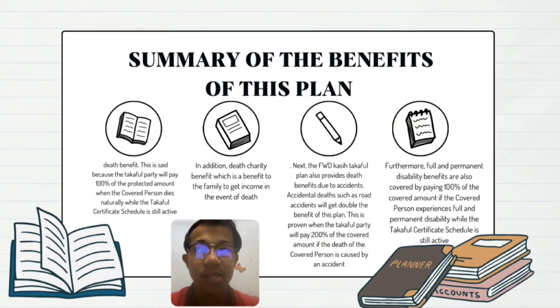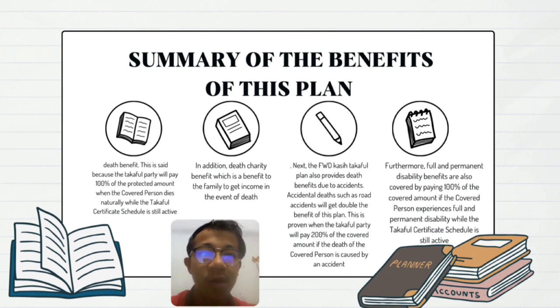Okay, so next part is the summary of the benefits of this plan. Every plan available in FWD Family Takaful has a death benefit. This is because the takaful party will pay 100% of the protected amount when the covered person dies naturally, while the takaful certificate schedule is still active. In addition, there is a death charity benefit, which is a benefit for the family to get income in the event of death. We will pay 3,000 to the nominee when the covered person dies.